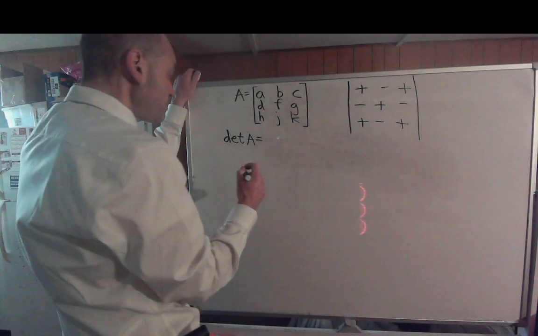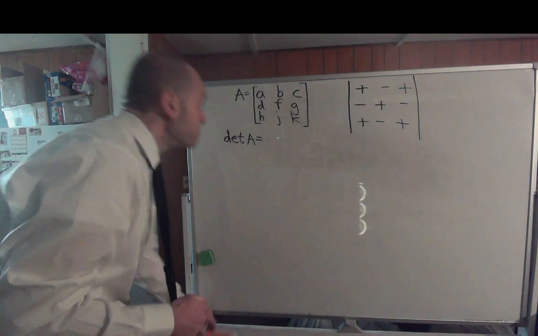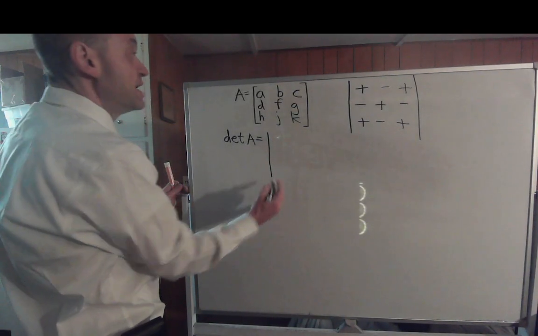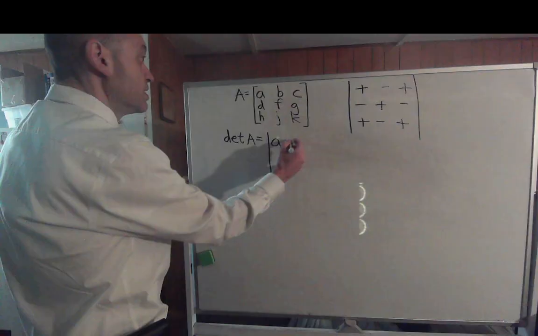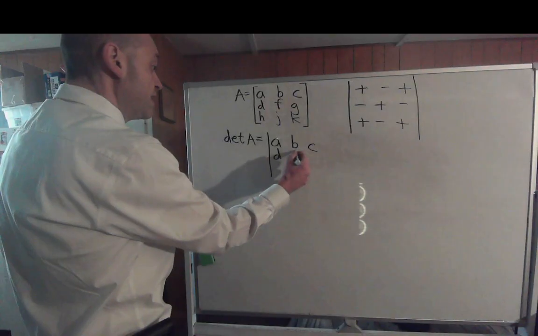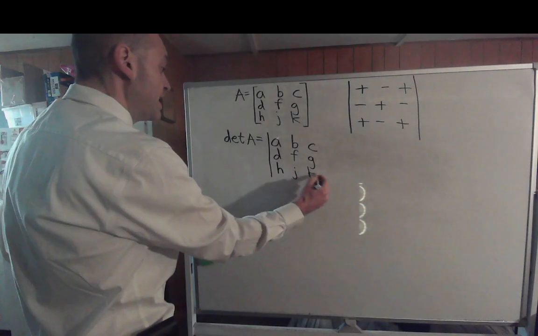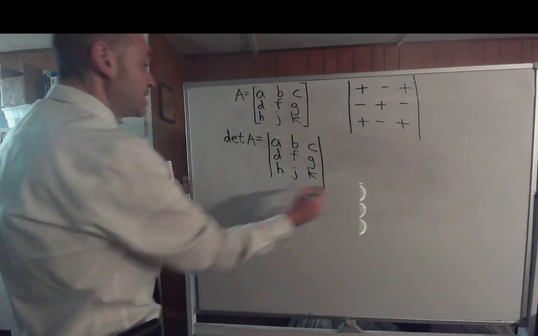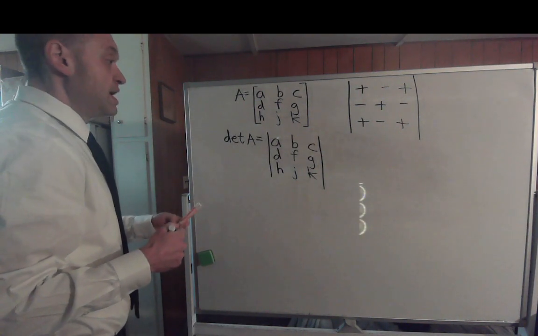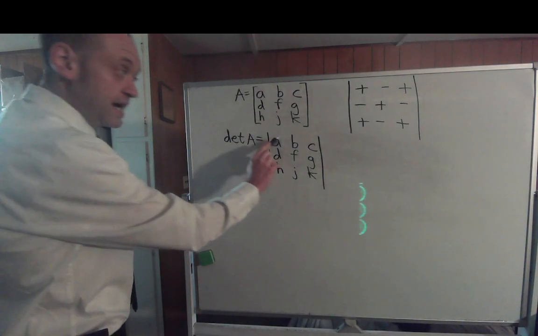So the determinant of A, I'm going to take all the entries and put them into absolute value notation: A, B, C, D, F, G, H, J, K. All right. Now, how you're going to do this, let's go down the first row.